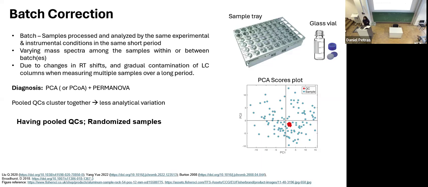First you run the PCA, and then you see if all of your QC samples, quality control samples, are clustered, lying close together. It means that there is less analytical variation. And if they are far apart, it shows that there is some variation among your QCs, and you need to correct for the batch effect. So it is necessary to have QCs and also to have randomized samples. By randomized samples, I mean including blanks and QCs in between in the injection order.